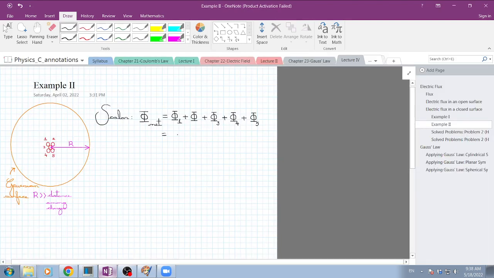That means the net flux is going to be Q1 plus Q2 plus Q3 plus Q4 plus Q5, all over epsilon 0, right? And you can generalize this, guys. You can say that the net flux in this particular case is going to be the summation, from 1 to 5, of all the charges, over epsilon 0.